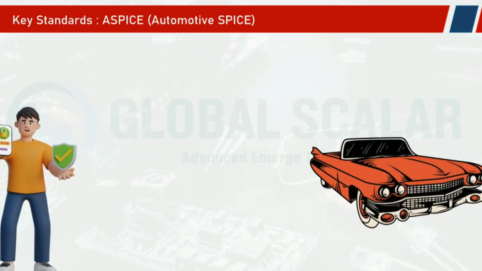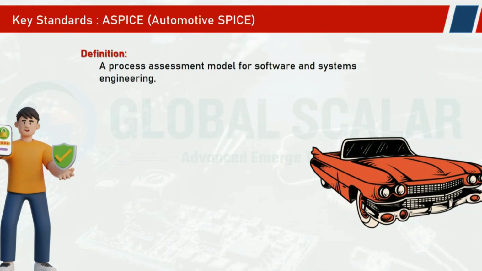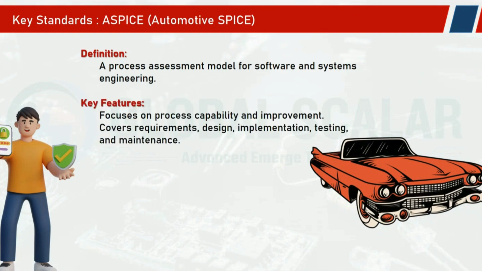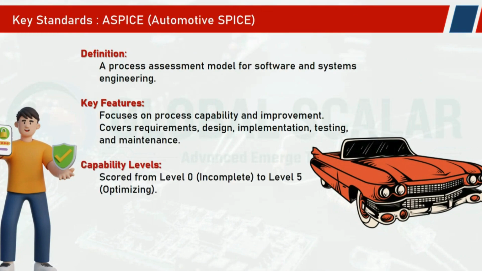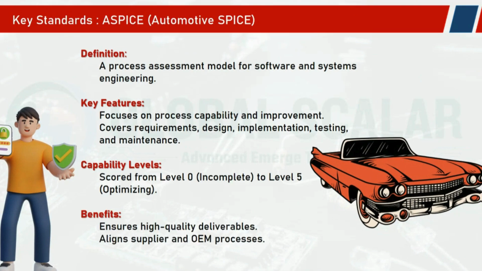And the key standard of Automotive SPICE, it defines the process assessment model for software and system engineers. It focuses mainly on capability and improvement areas. It covers requirements, design, implementation, testing, and maintenance activity. The capability levels involve six levels, level 0 to level 5. Level 0 talks about incomplete, and level 5 talks about optimizing. The benefit here is we need to ensure high-quality deliverables and align the suppliers and the OEM process. It aids in meeting safety and performance standards.